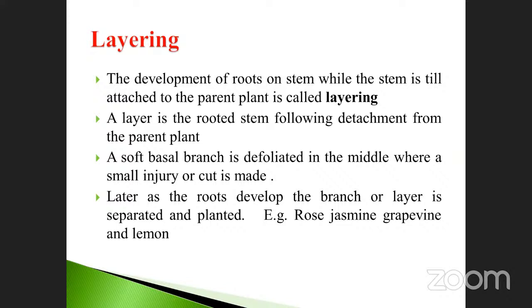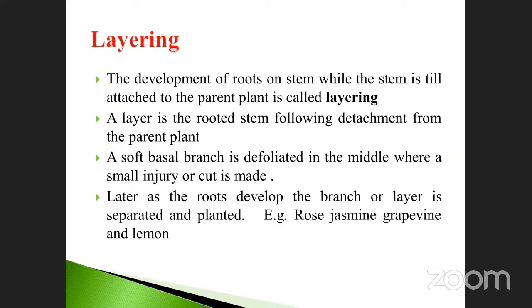Parent stem is also present. While the stem is still attached to the parent, the plant is called layering. After the root formation, we detach the plant from the parent and place it in another pot. So this is called layering. The layer is a rooted stem following detachment from the parent plant.